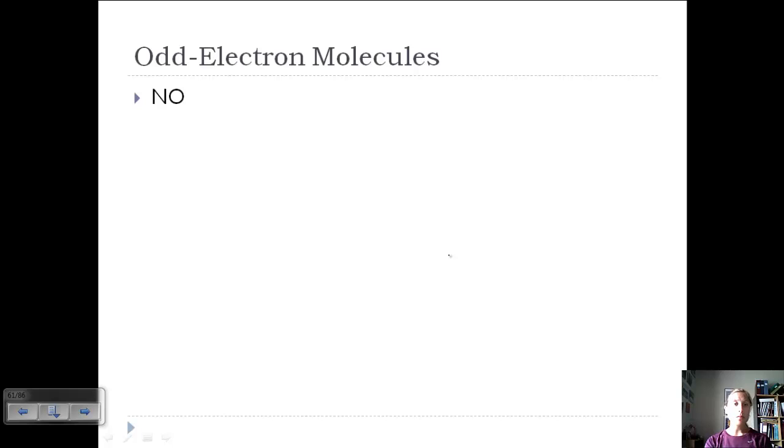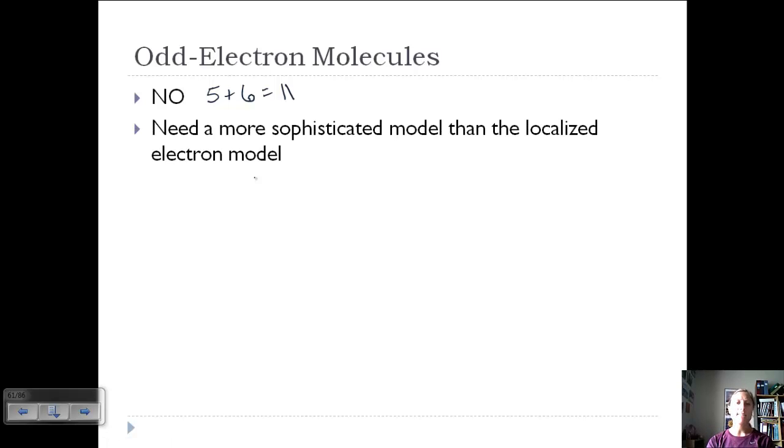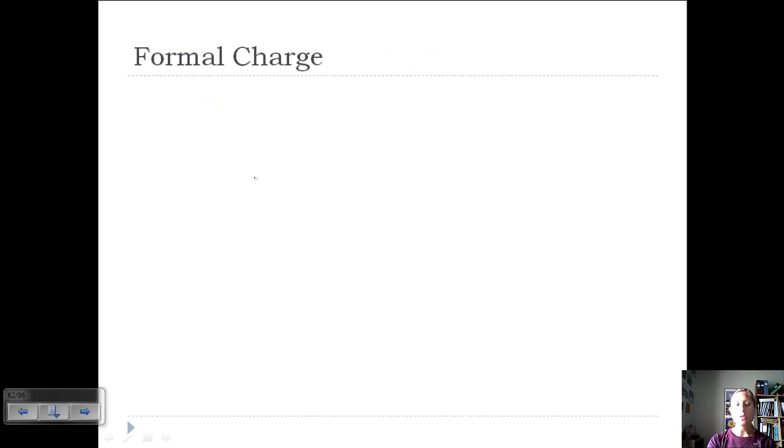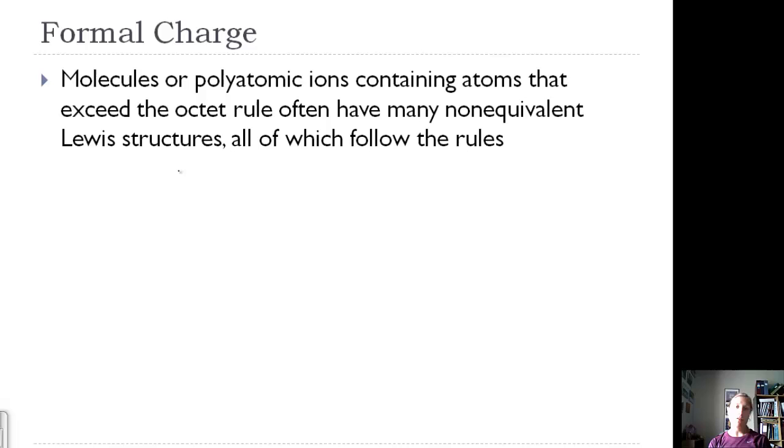Okay, so sometimes we're going to run into what are called odd electron molecules, because nitrogen donates 5 and oxygen donates 6, and that gives us 11. And if we're trying to form pairs, that doesn't really work because we have this lone electron, and that's not going to work out. So we need a more sophisticated model than the localized electron model and just drawing those Lewis structures. And so we've come up with what's called formal charge.